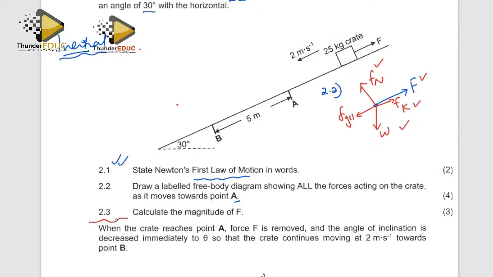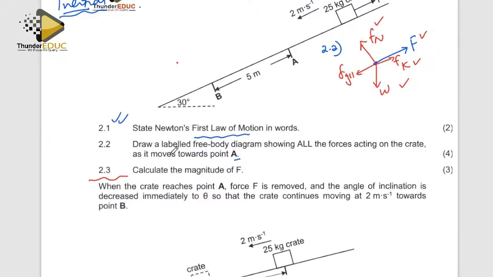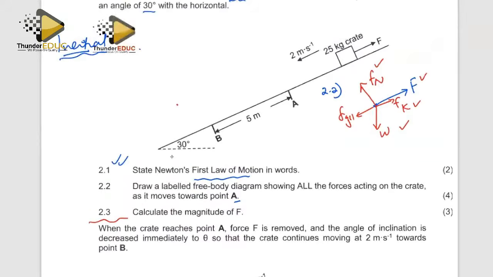Then 2.3, they want us to calculate the magnitude of F, which is the applied force, for 3 marks. So you can use Newton's second law, whereby we know that the F net should give us the ma. Now down the incline, we have the Fg parallel. We say the frictional force is going to be acting upwards. So if I get my Fg parallel plus the Fk plus the F applied, it must give me the mass and then the acceleration.